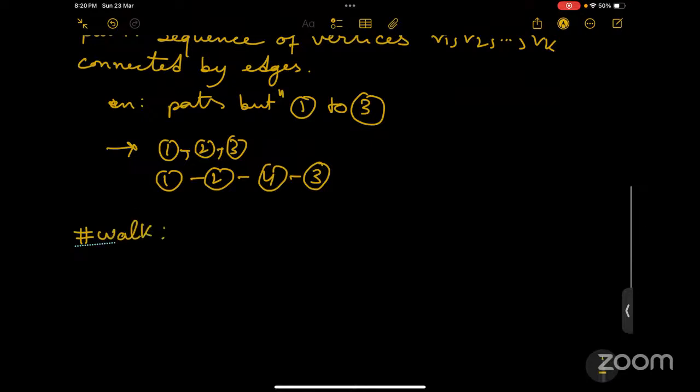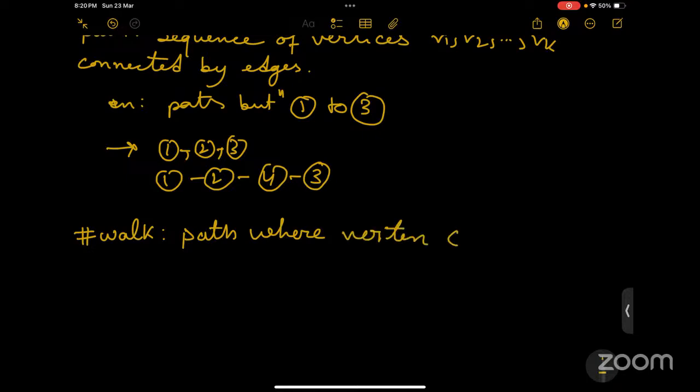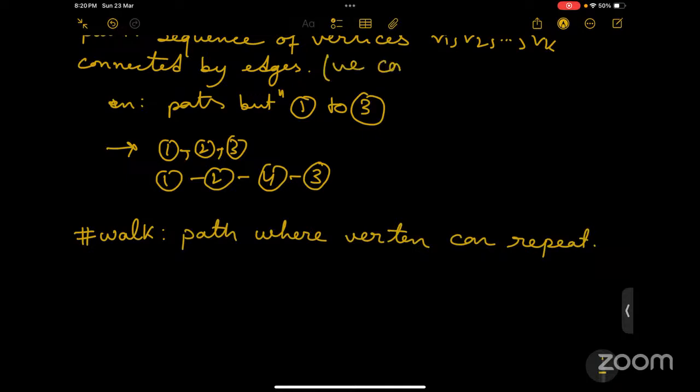So what is a walk? It is basically a path where vertices can repeat, right? And in a path, we can't repeat a vertex.